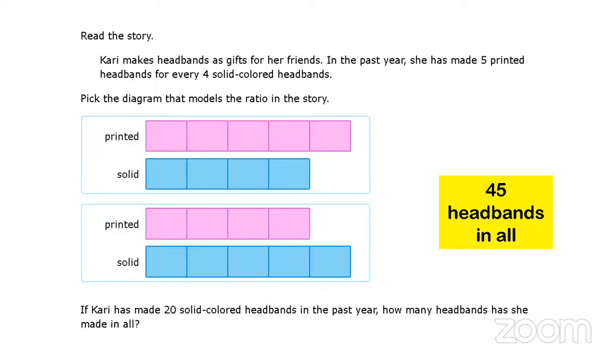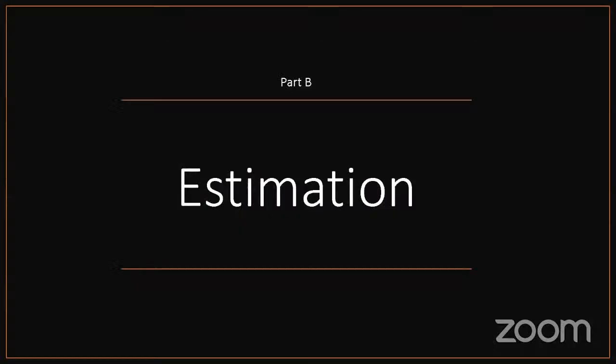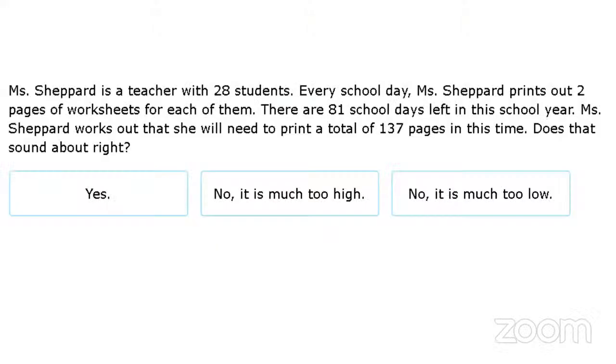Awesome. Now let's move on to another aspect. We're going to look at estimation because I believe that being able to estimate things is very good, especially when you're thinking about math. So let's look at our first estimation item. Miss Shepherd is a teacher with 28 students. Every school day, Miss Shepherd prints out 2 pages of worksheet for each of them.